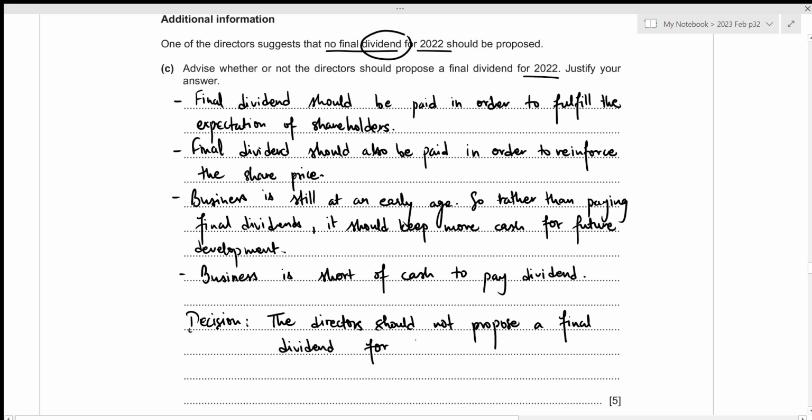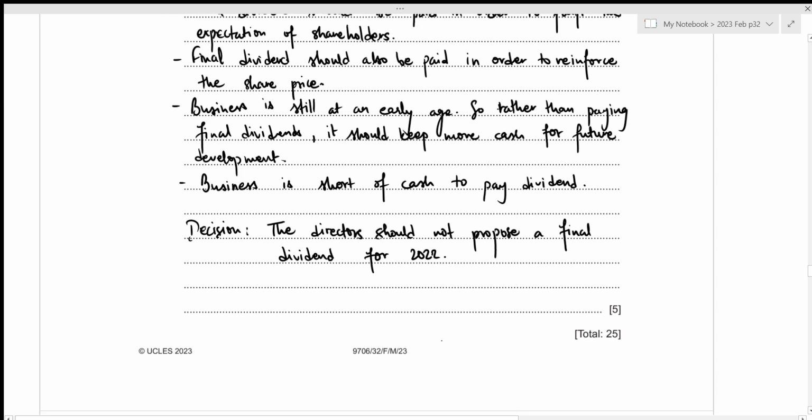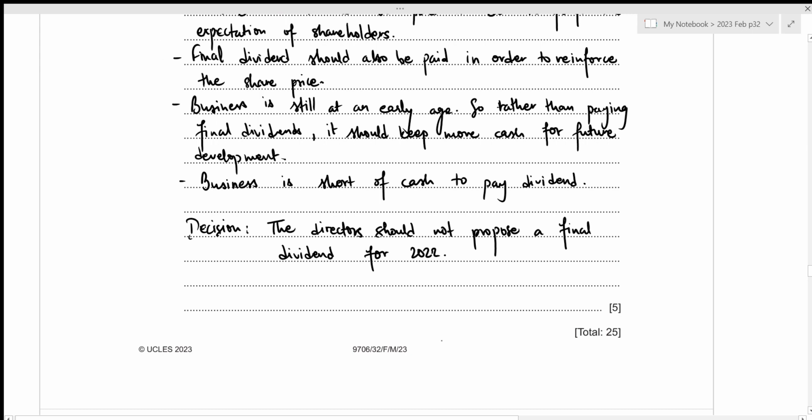for 2022. Okay, this concludes the third part of this question as well as the entire question number 2 of 2023 February-March paper 3-2.